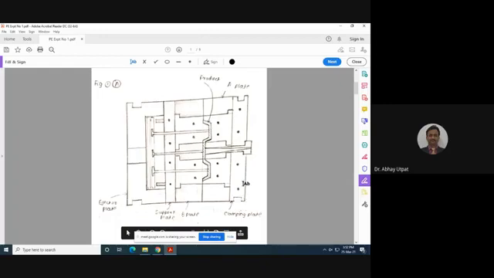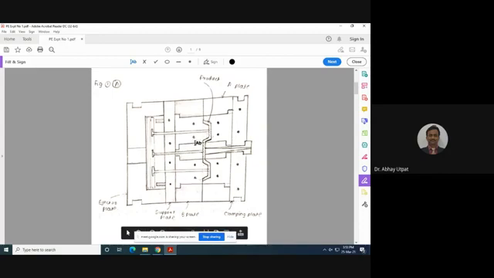Now clamping is of different types: mechanical clamping, hydraulic clamping, or pneumatic clamping. Mechanical clamping is used for small products, small size injection molded products, whereas hydraulic and pneumatic clamping are used for larger size components. Now, this clamping plate is also important in this concept.